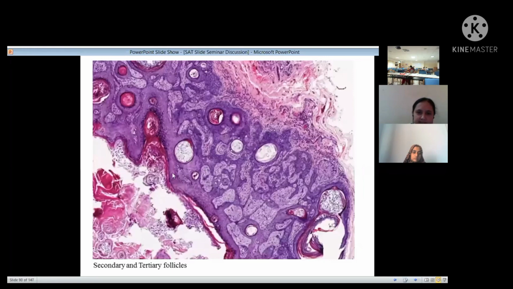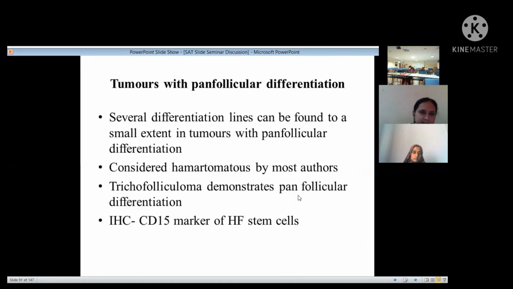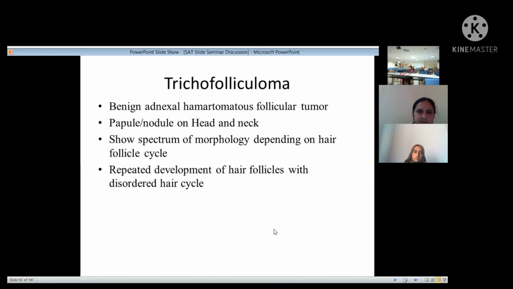So these are secondary follicles. Again, they are dividing into tertiary. It so happens that the secondary follicles involute, and the newer tertiary follicle can come from the surface. So I included this for completion's sake. So this is a tumor with a pan-follicular distribution of differentiation, and many authors consider them as hamartomas, but these have some hair follicle stem cells, which has been proved by IHC.